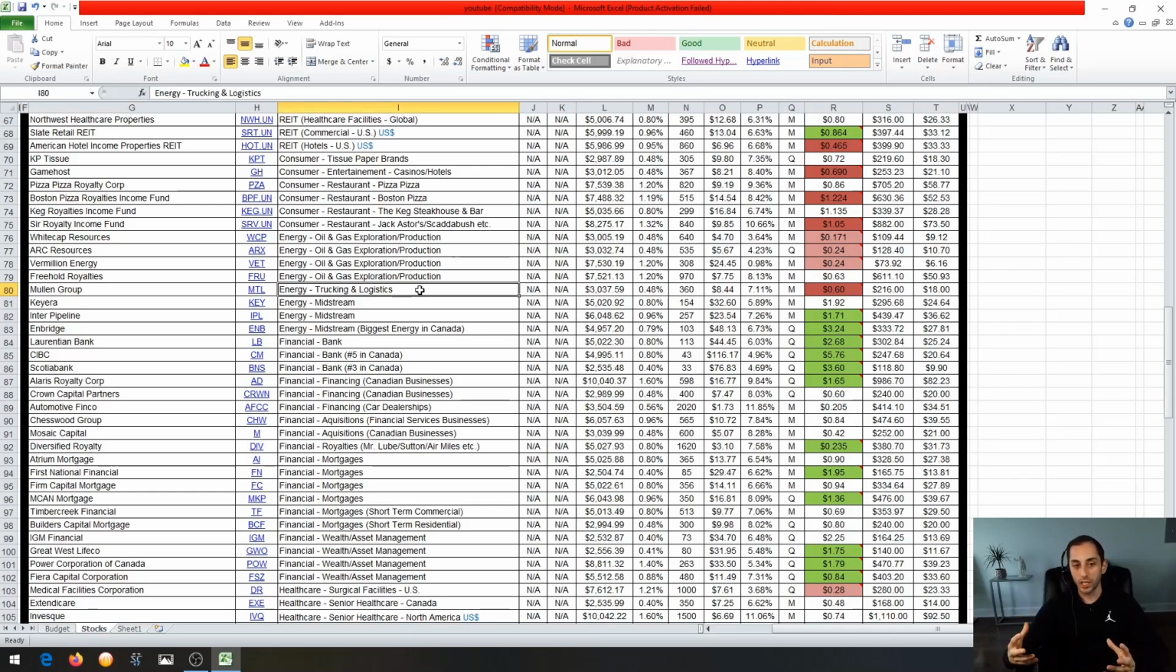So transportation, but because they do the transport for oil companies, I decided to put it in the energy sector. The next three are the midstream energy companies. So these are a lot safer. They tend to be dividend aristocrats and very safe because they're basically the middlemen. That's why they're called midstream. So they take care of the transportation and the processing of the oil, things like pipelines and things like that.